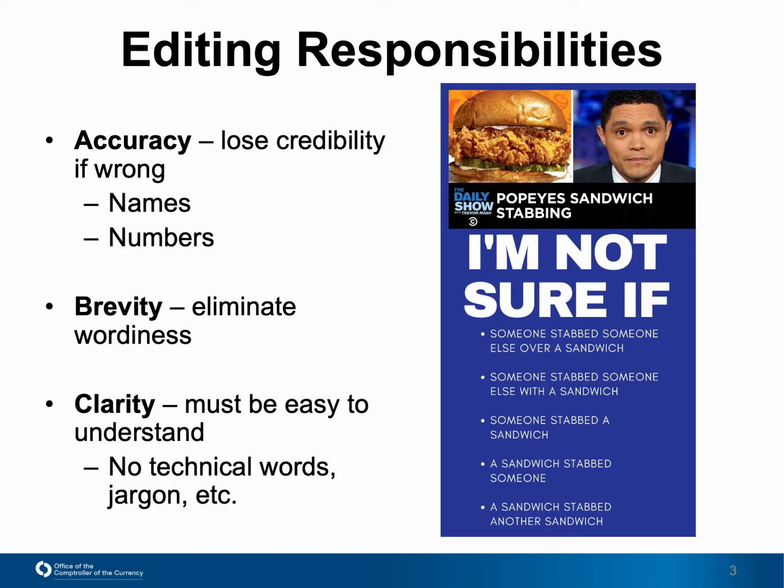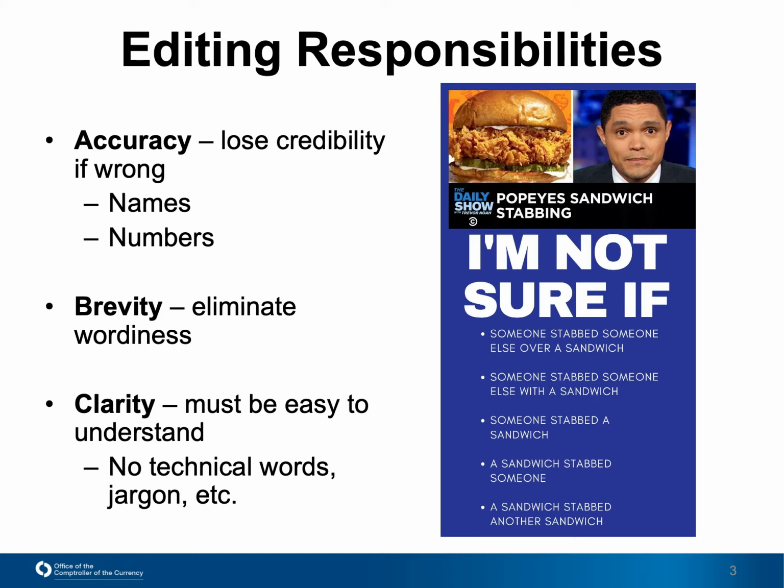Something that's also important is we say the ABCs, but it's actually important to go ACB. Don't sacrifice clarity for brevity. And you can see that in the graphic here. Sandwich stabbing, you don't know, was a sandwich stabbed? Did somebody stab somebody over a sandwich? Did a sandwich stab another sandwich?